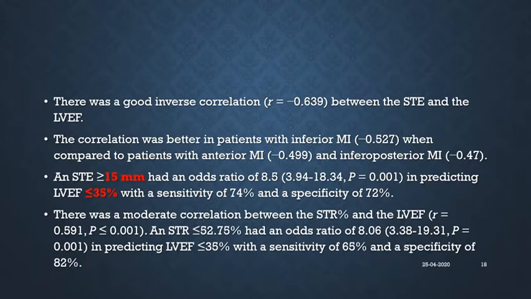One of the important findings of this study is that there's a good inverse correlation between STE and the LVEF, and they found out that this correlation was better in patients with inferior MI as compared to those with anterior MI or inferior posterior MI. An STE of 15 millimeters had an odds ratio of 8.5 in predicting the LVEF of less than 35%. They also found out that there is a moderate correlation between the STR percent and LVEF, and that an STR of less than 52.75% had an odds ratio of 8.06 in predicting an LVEF of less than 35%.